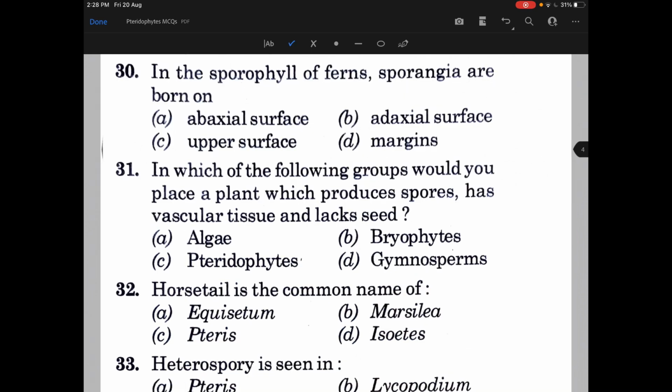In Sporophyll of ferns, sporangia are born on dash. The answer is A, that is abaxial surface. Next, in which of the following groups would you place a plant which produces spores, has vascular tissue and lacks seeds? The answer to this is C, that is Pteridophytes. Next, Horsetail is the common name of dash, and the answer is A, that is Equisetum.